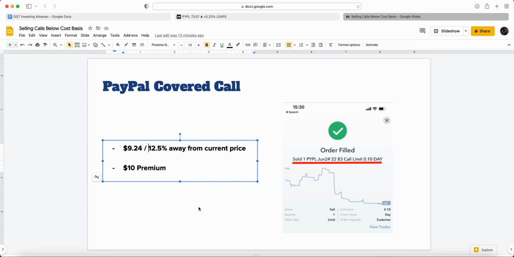Now, can PayPal go up $9.24, 12.5% in 3 days? Absolutely. Do I think it's realistic that it's going to do that? I don't think so. And again, that's just my own intuition of the market. If you wanted to be a bit more conservative, you go at a higher strike. If you wanted to be a bit more aggressive, go at a lower strike. But that's what I do.